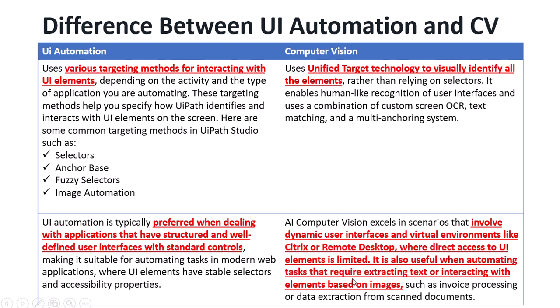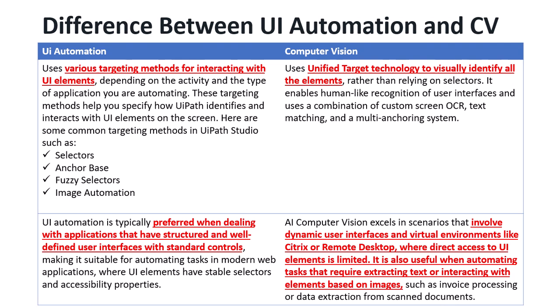It is also useful when automating tasks that require extracting text and interacting with elements based on images. As we described in the previous difference, it is using machine learning algorithms, right? So if you have a scanned table format, or it has a different type of font in the table, or a different color in the text, all those variations are easily identified by computer vision, but not by conventional UI automation. So in those cases also you have to use your computer vision activity. They give an example such as invoice processing or data extraction from a scanned PDF. This type of scenario needs computer vision.